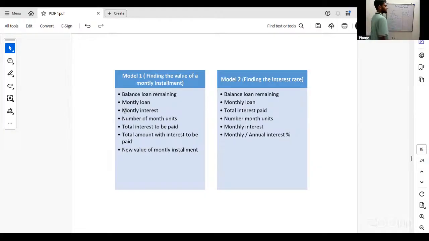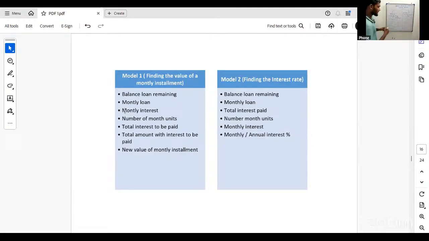And model 2. If they ask to find the interest rate, then you go for model 2. Here also the first two are common. In model 1 and model 2, the first two steps are common. What are they? First one is balance loan, and second one is the monthly loan. So it's easy for you to understand and remember.